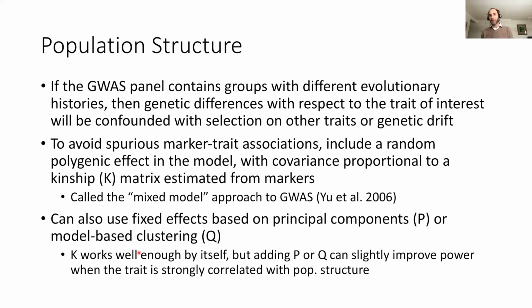And then if you need to add P or Q in addition to K, there are situations where that can lead to slight improvements in power when your trait is strongly correlated with population structure. But I can tell you that in practice, I never do that because we're talking about very small improvements. And from a practical perspective, it's good for writing a paper, but it's not good for much else in my experience.